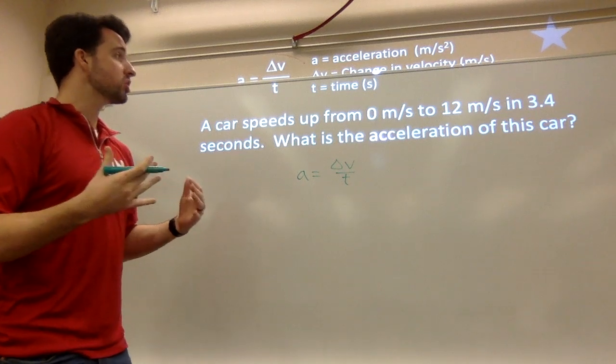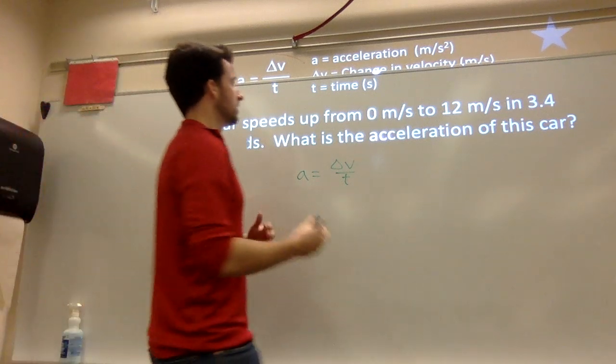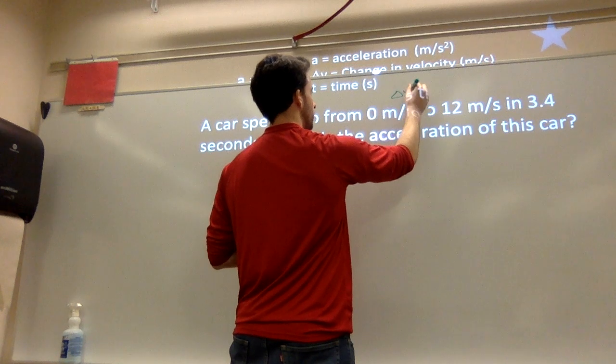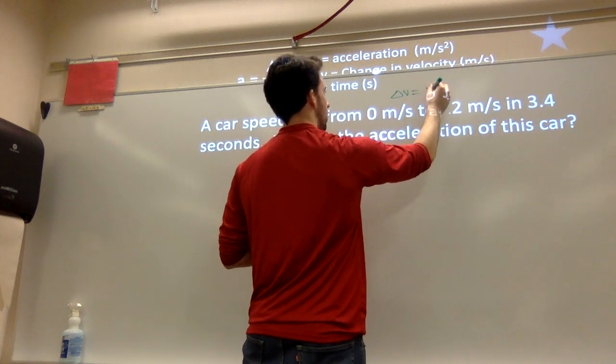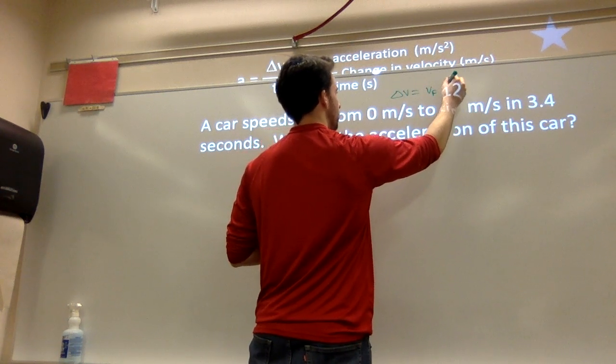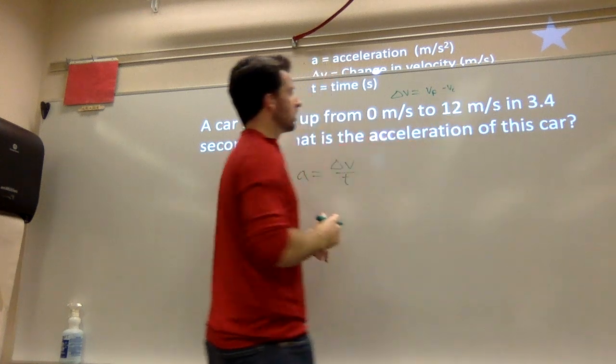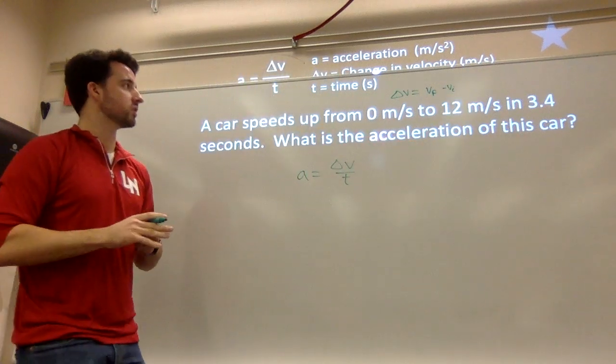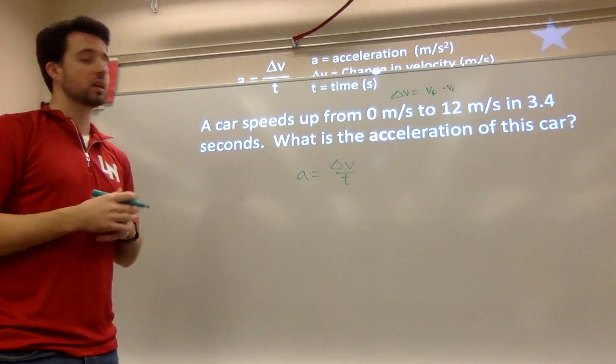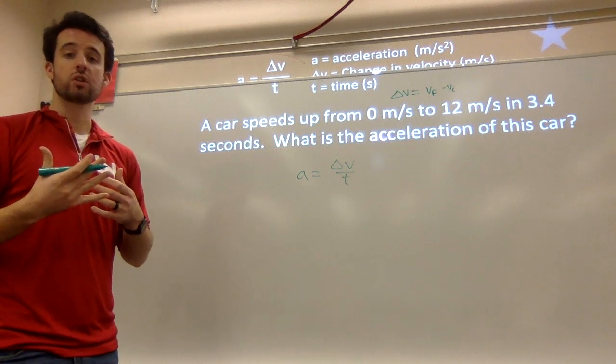Now I have to figure out what my change in velocity is. If you remember from when we talked about this, change in velocity is always your V final minus your initial velocity. So Vf minus Vi is delta V. That's what we need to know.